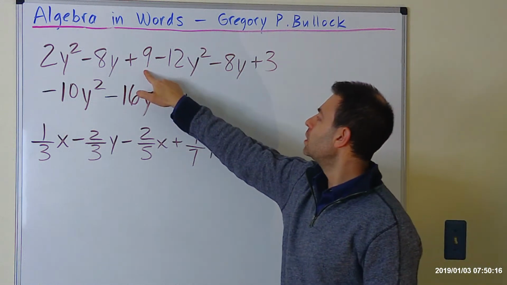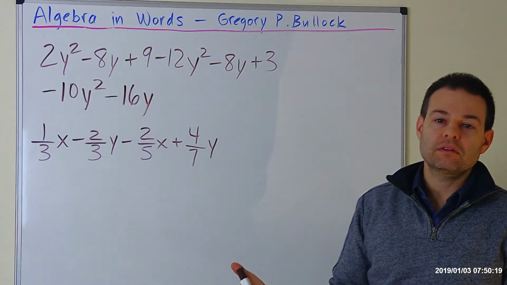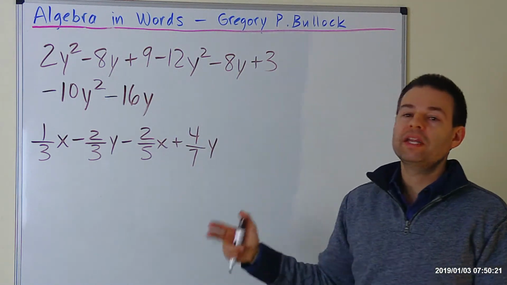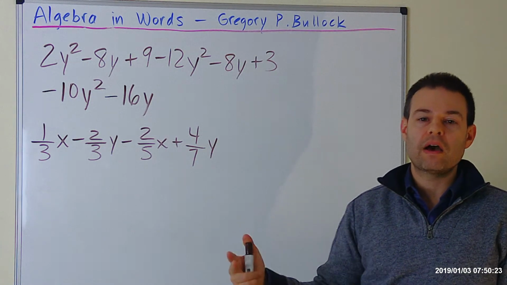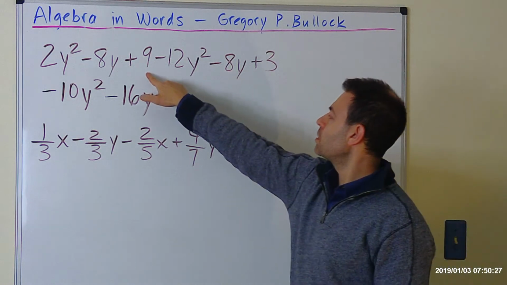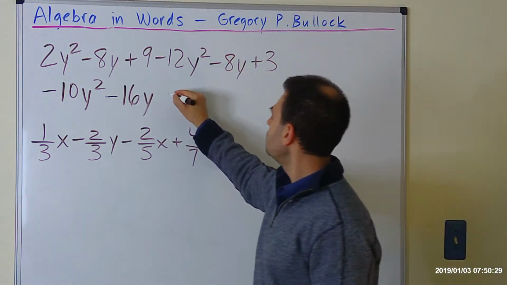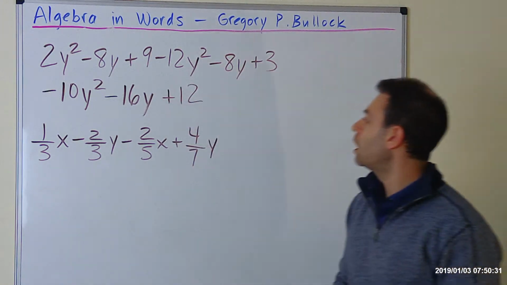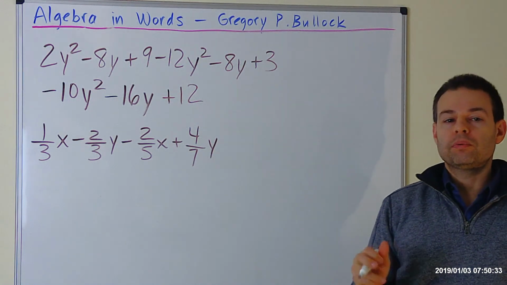Okay, to the next one, we have 9. That's a constant, there's no variable attached. So any like term will be any other numbers with no variables attached. If we scan through, that would be this 3. So this 9 plus this 3 is 12. Okay? We're pretty much done with that.